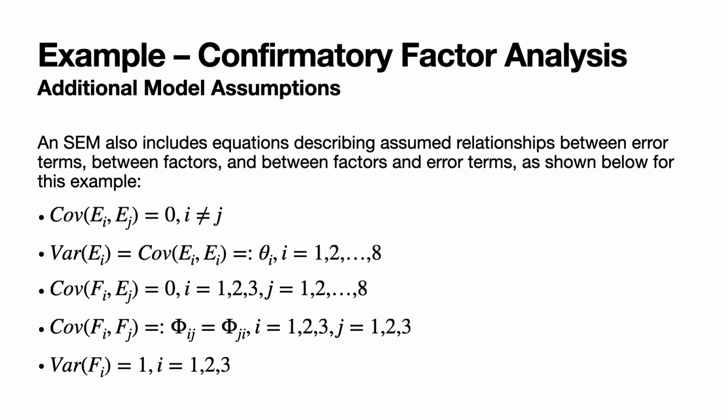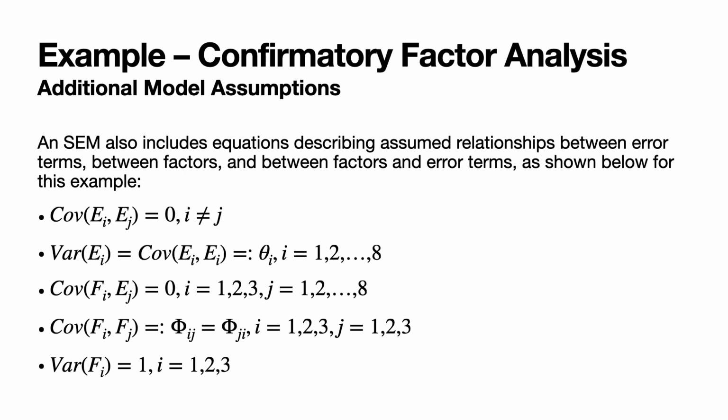The second bullet point specifies notation for the variances of the individual error terms. We're not setting them equal to a particular value. We are just defining notation for those variances. The variance of the ith error term is going to be denoted in this example by theta sub i, going from 1 to 8. In the third bullet point, we are assuming in this model, and therefore imposing the constraint, that the factors and the error terms are pairwise uncorrelated. They have a covariance or correlation of 0.